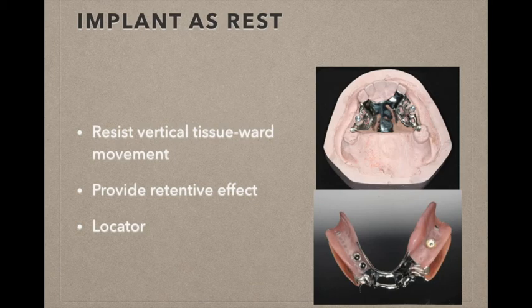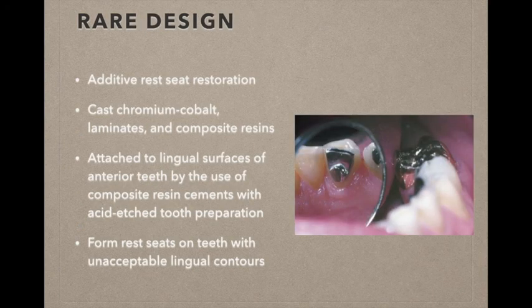Nowadays, we also can use the implant as a rest because the implant can resist the vertical tissue-ward movement. Also, the implants can provide a retentive effect. Nowadays, the most common attachment we use for implants as a rest is the locator abutment. So we already talked about the common rest designs, and let's take a look at some rare designs.